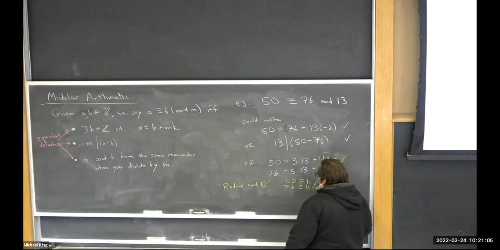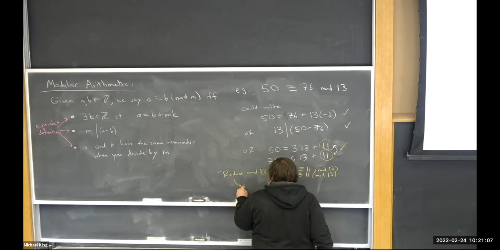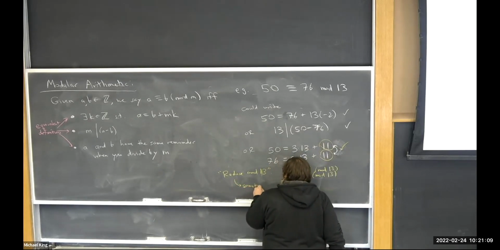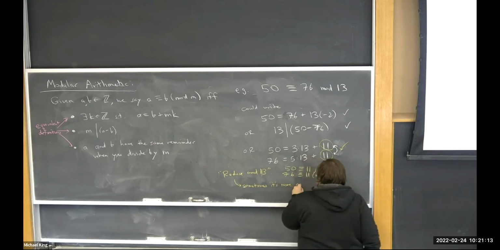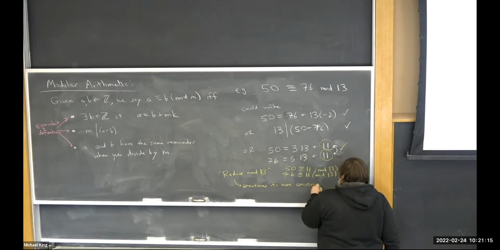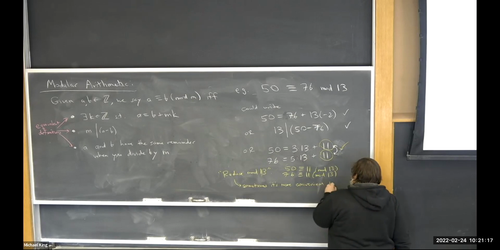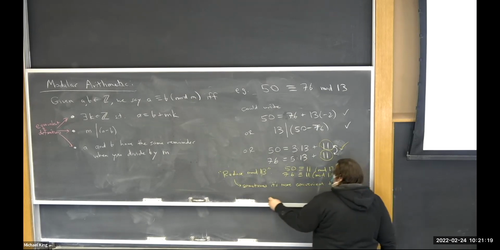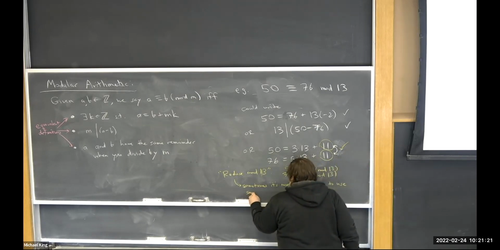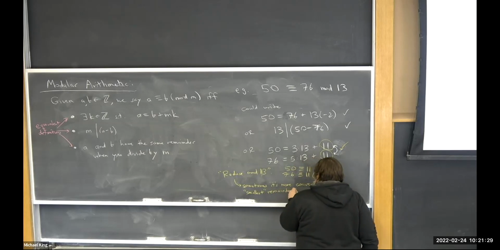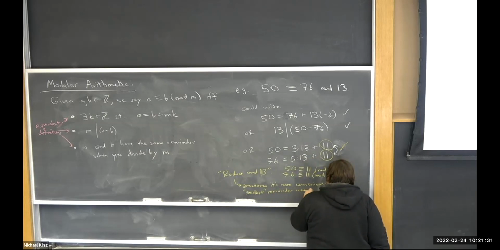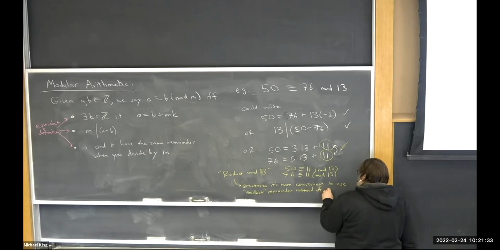And so notice sometimes it's more convenient to use the smallest remainder, smallest in size, instead of the non-negative remainder.